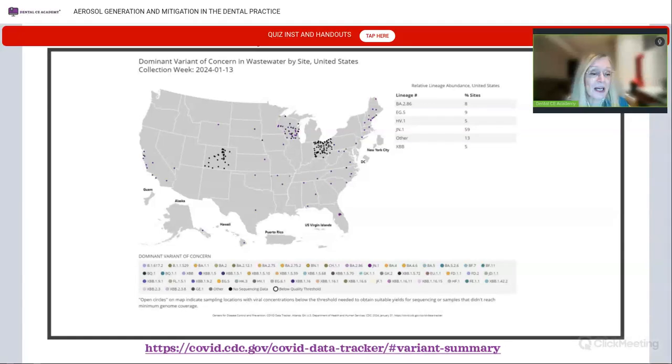So these are just different areas. And I used this probably from a year ago, and there's a link. So that tracker will bring you up to date. Not all metro areas participate in this.